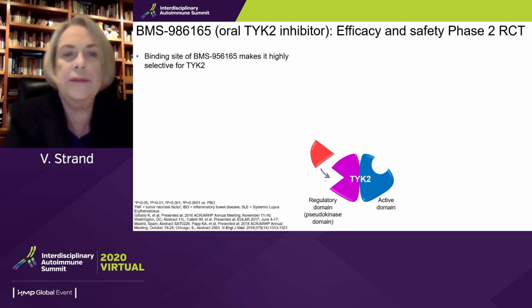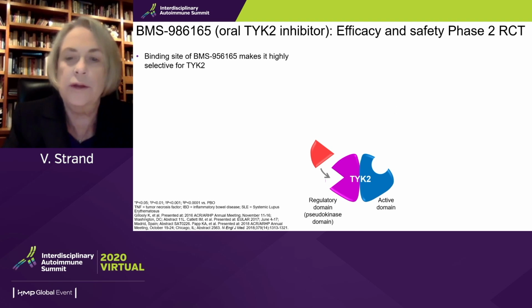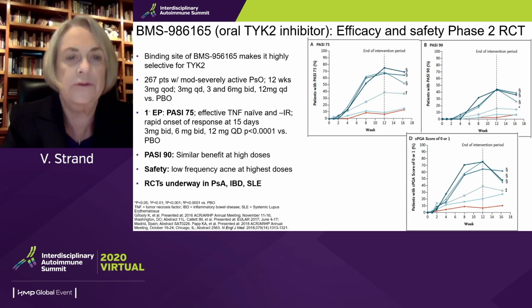Now, this is the BMS TYK2 inhibitor, which is oral also. But it's different from the other JAK inhibitors because instead of binding the active domain on the right, it's binding the regulatory domain or the pseudokinase domain. That makes it TYK2 specific. So unlike the other JAKs, which can actually inhibit JAK1 or 3 or 2-in-1, this one's going to be specific only for TYK2. And here's some early data from their first study in psoriasis.